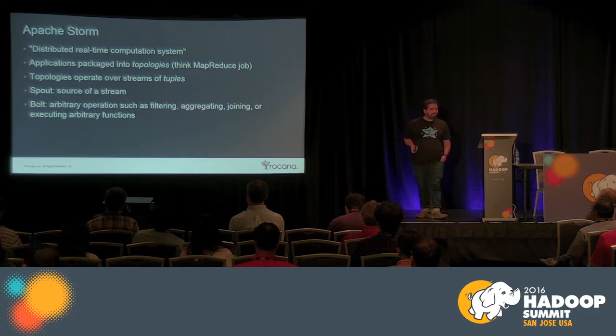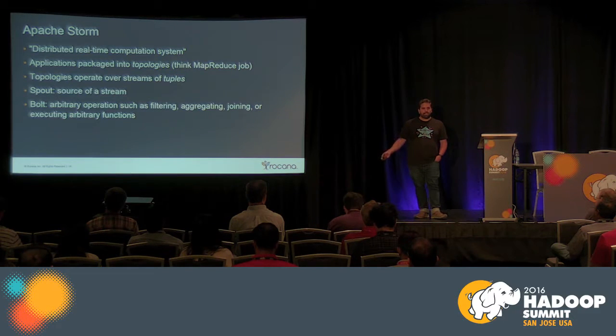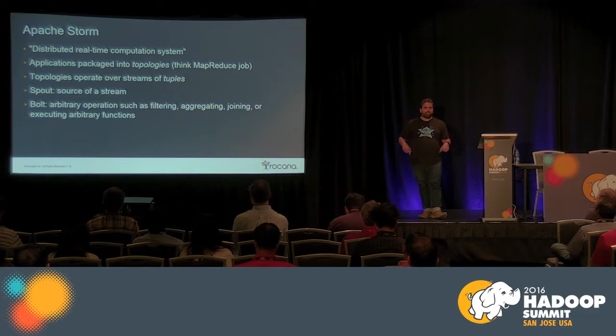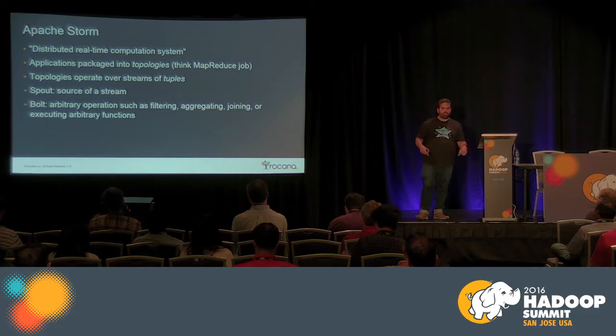Storm describes itself as a distributed real-time computation system. It's a very generic description, but it's just a fancy way of saying that they try to take data and process it as it comes. The way that they organize their applications or their jobs is what they call a topology. A topology is analogous to a MapReduce job in the batch world. Topologies operate over streams of tuples. That's their word for a record or an event.